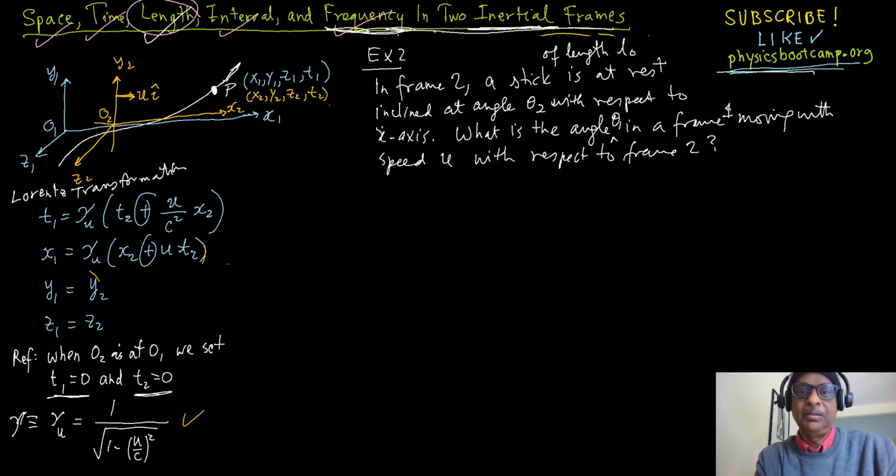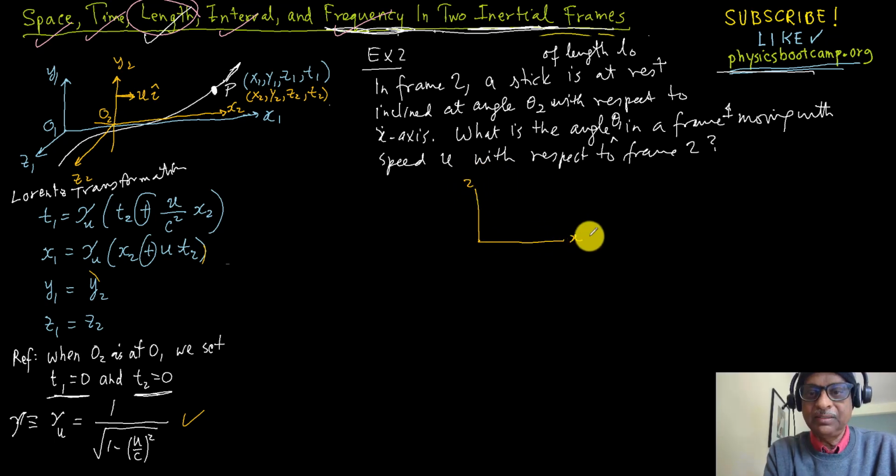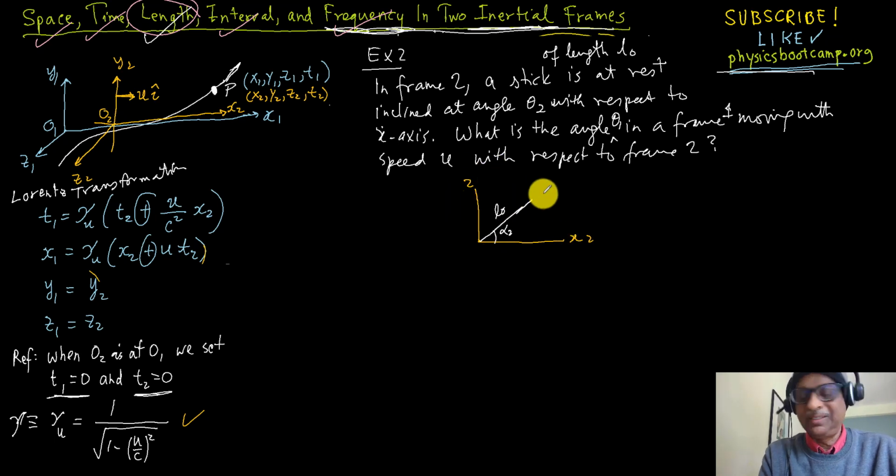Okay, so again, it's always good to write down first the rest frame. So this is frame 2, and this is the x-axis, and the stick is, say, L0 and alpha 2. So this is all fixed. There's nothing moving here, everything is at rest.